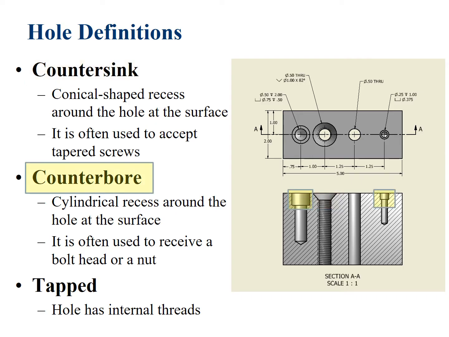Next is the counterbore hole. A counterbore hole has a cylindrical recess around the hole at the surface. It is often used to receive a bolt head or a nut. And finally, there is the tapped hole. A tapped hole has internal threads.